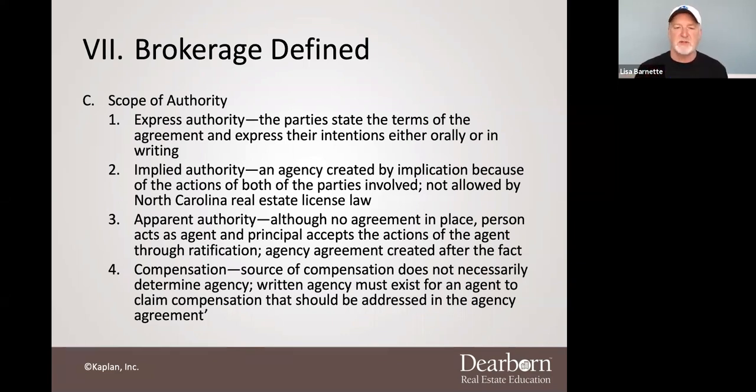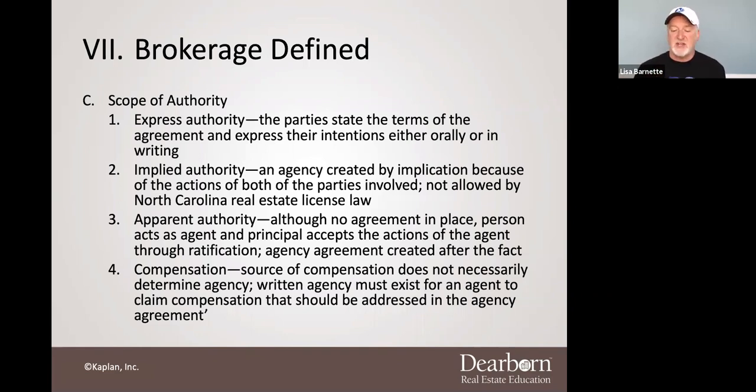What's my point on this particular slide? Well, my point is, where does your authority come from? You already know my answer. It would be my preference if you have written agreements so that you know that the authority is expressed. That way it's going to be less ambiguous. And then finally, on this particular slide, notice compensation here.